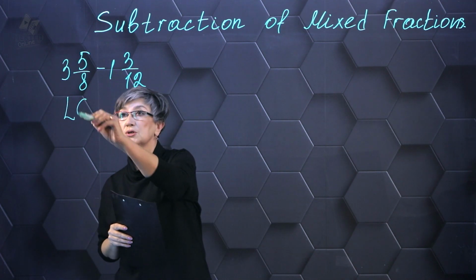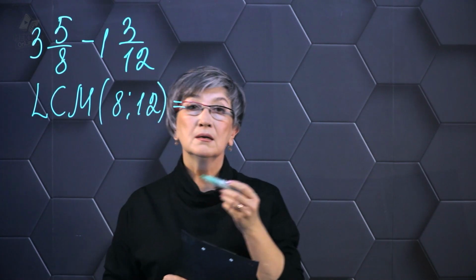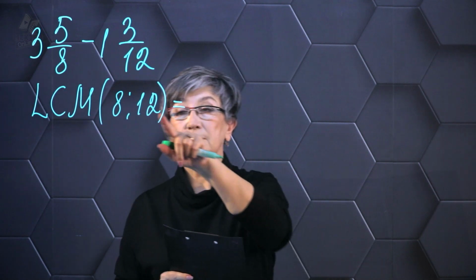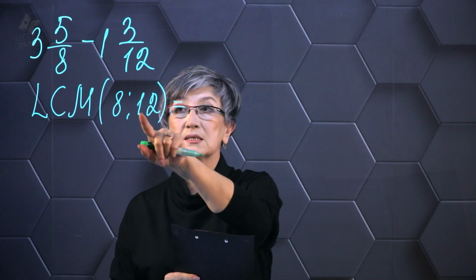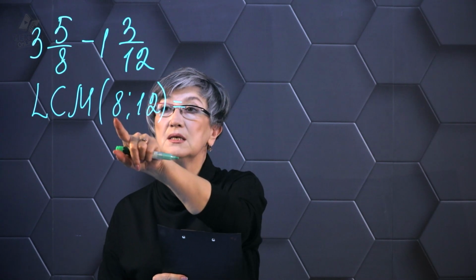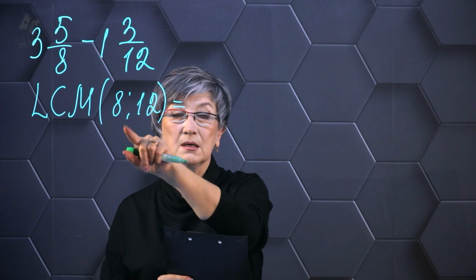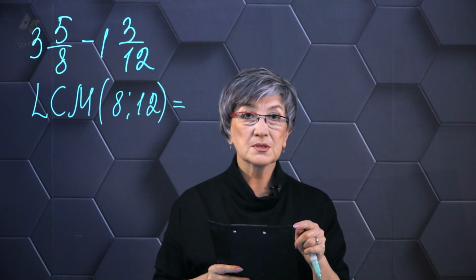Find the lowest common denominator, or multiple, for the numbers 8 and 12. We remember how to do it. We choose the larger of these numbers. That's the number 12. Is 12 divisible by 12? Yes, of course it is. Is 12 divisible by 8? No, it isn't. Therefore, 12 will not be the common denominator.